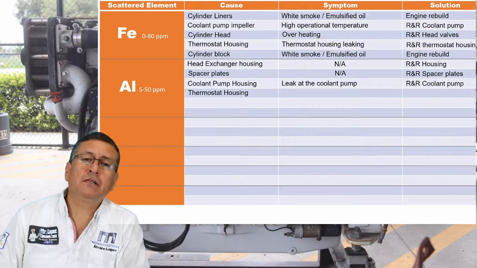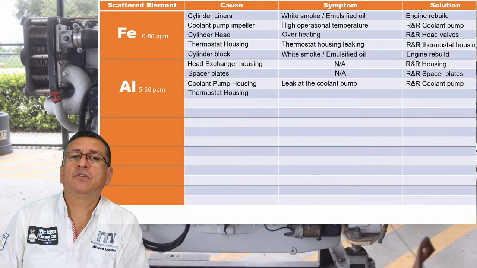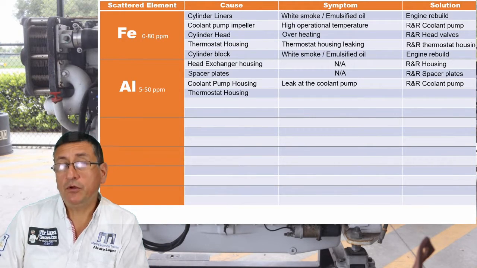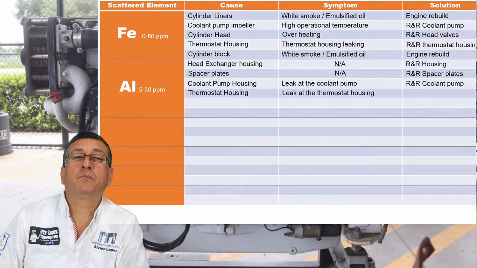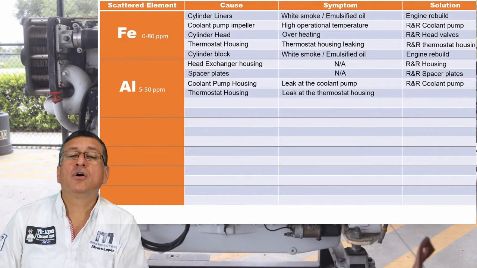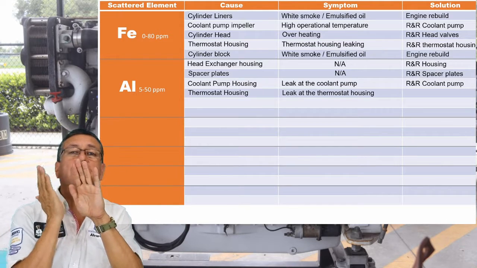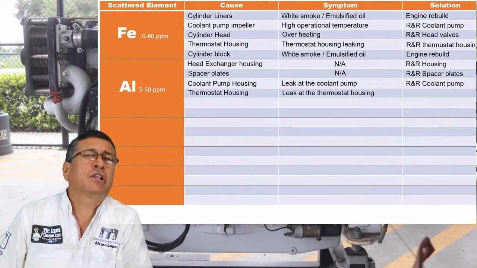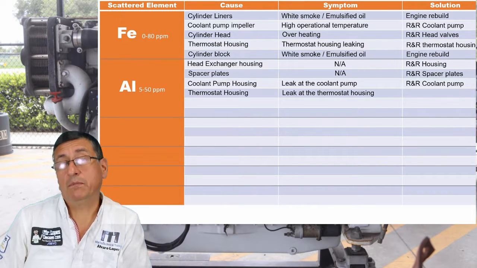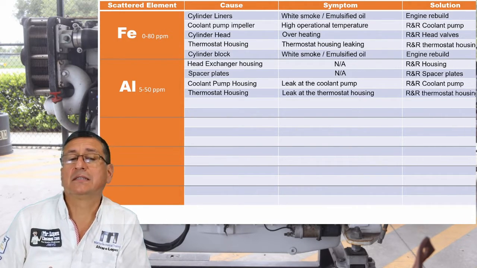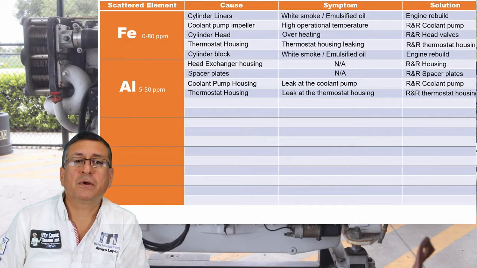Okay, the thermostat housing. In some small diesel engines, the housing of the thermostat is aluminum. If you have a leak on the thermostat housing, probably the housing is cracked, or the surface of the housing is not flat, or the gasket is improperly installed. You need to fix it, or replace the housing or the gasket. That's the solution in this particular case.